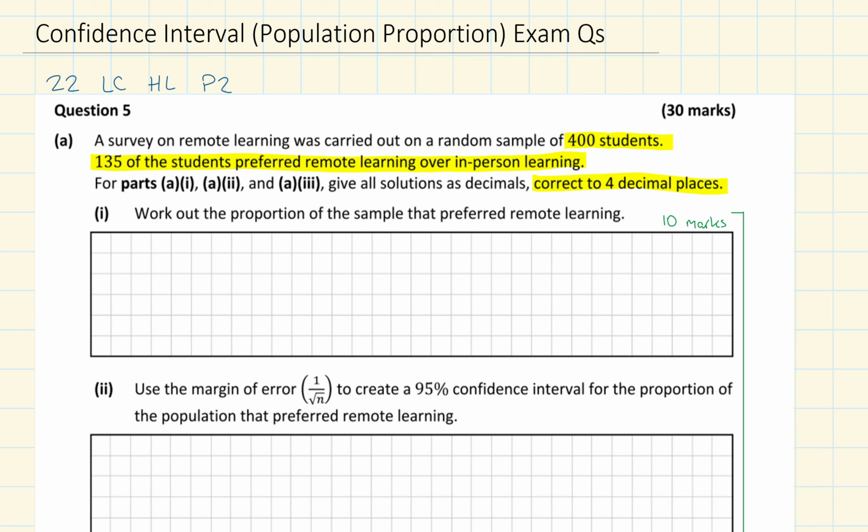Okay. Part 1, we were asked to figure out the proportion. So they want p hat, which will be 135 over 400. Into your calculator, you'll get 0.3375. So p hat is 0.3375, and that's part 1 answered. And we have our 4 decimal places, so we're okay there.